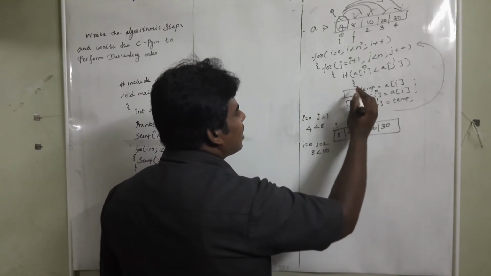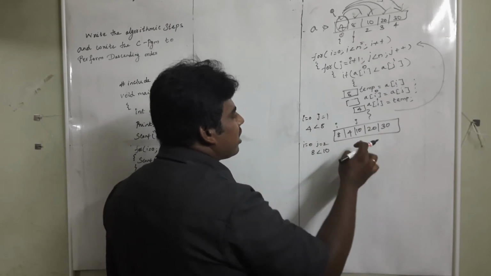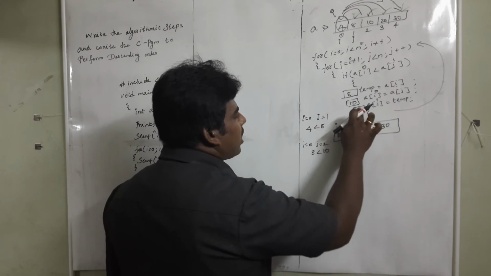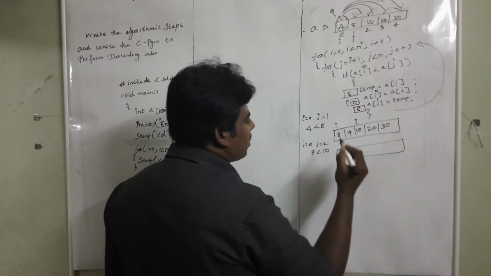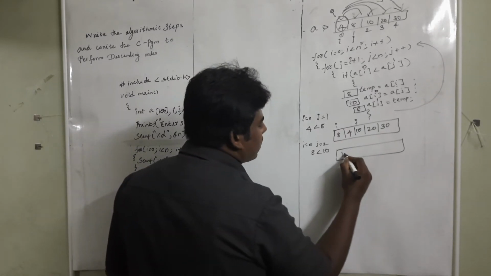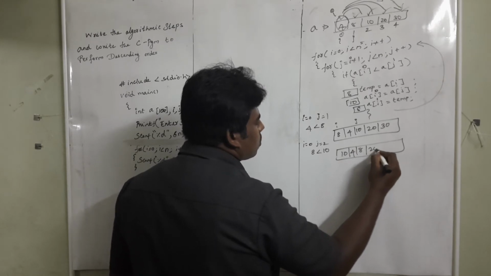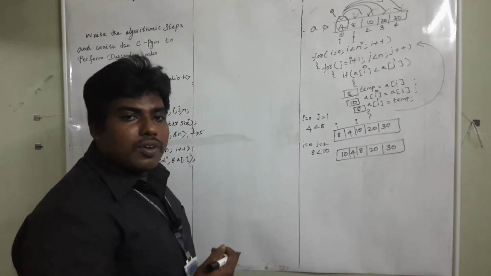Now what is a of i? A of i is 8. Now what is a of j? A of j is 10. Now what is temp here? 8. So again, how do you get the array? Swapping, right? So 10, 4, 8, 20, 30. All of you got it?